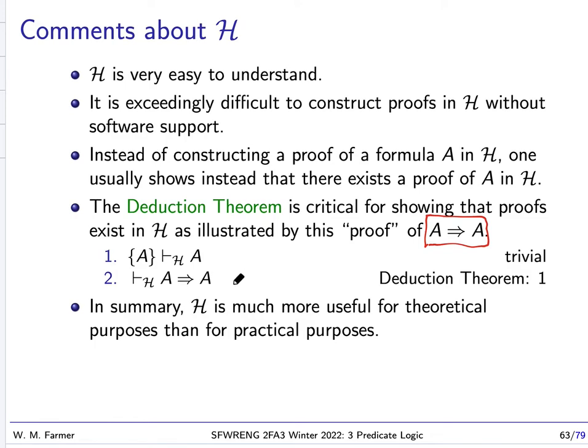We haven't produced a proof of A implies A, but we've shown that if we can prove this, which is trivial, here's the proof. There's just one member, it's A. So we can show there's a proof of that, and once we know there's a proof of that, we know there's going to be a proof of this by the deduction theorem. So in summary, H is much more useful for theoretical purposes than for practical purposes.